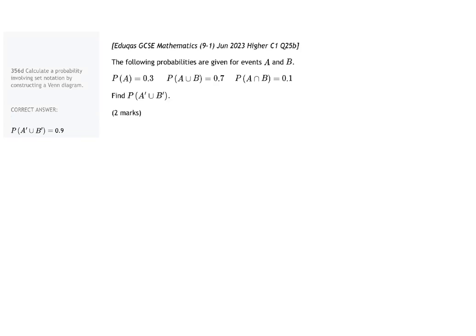In this question, we're given a variety of probabilities with two events, A and B, and we're asked to find a probability based on these. Now, you can do it without drawing the Venn diagram, but I would not advise it. I think the best way of approaching any of these questions is to try and draw it and label as much as you can within the question.